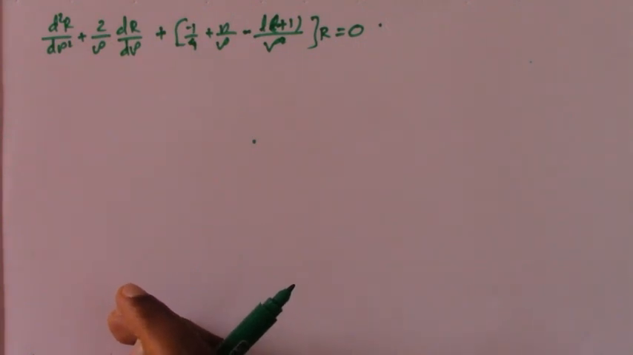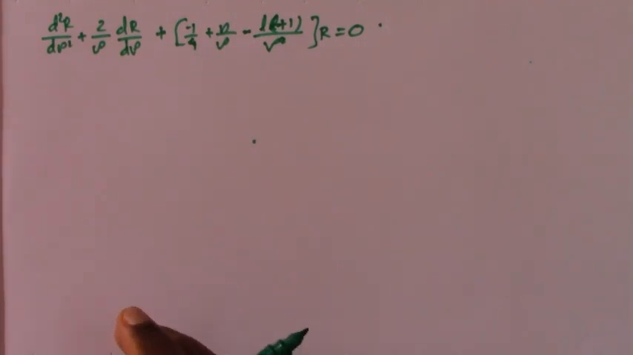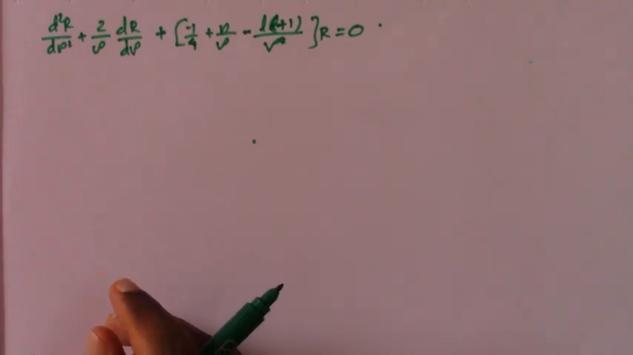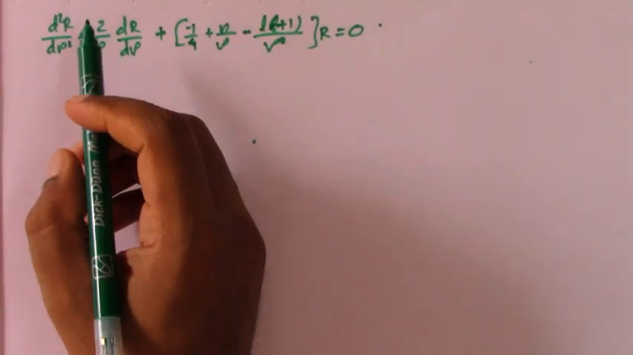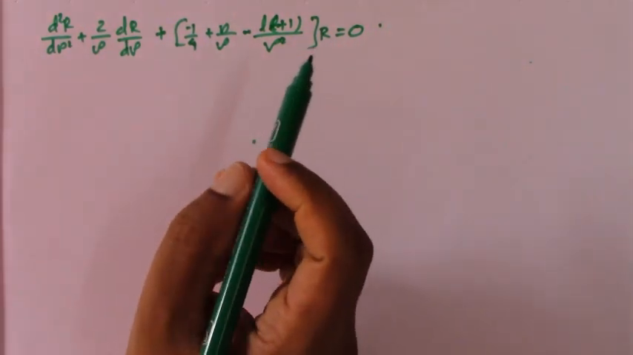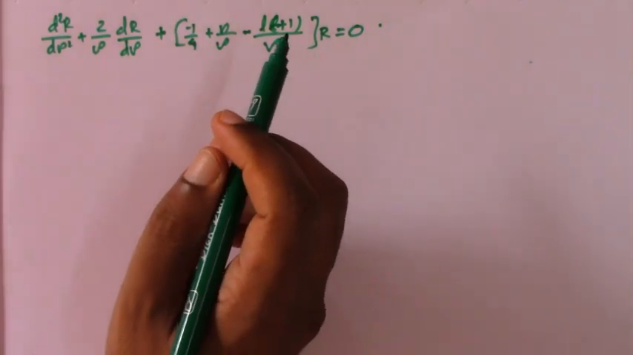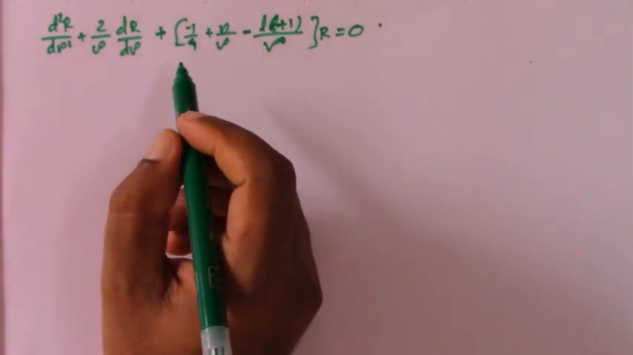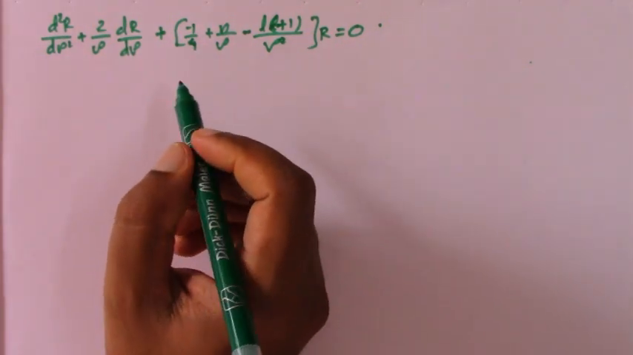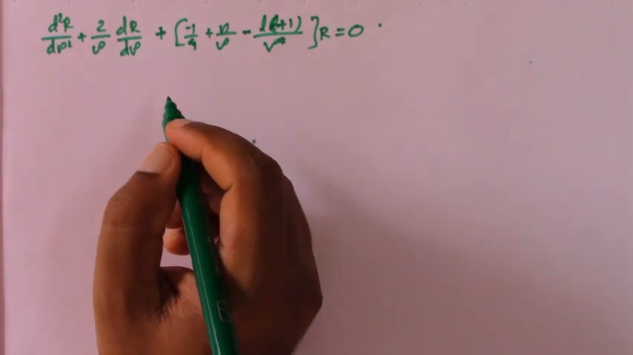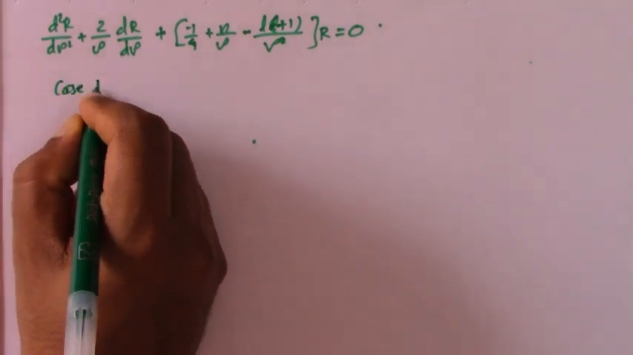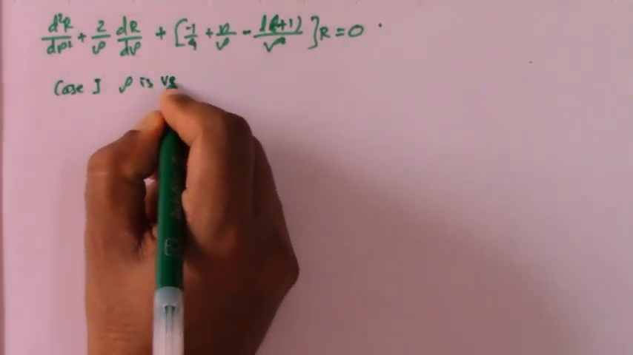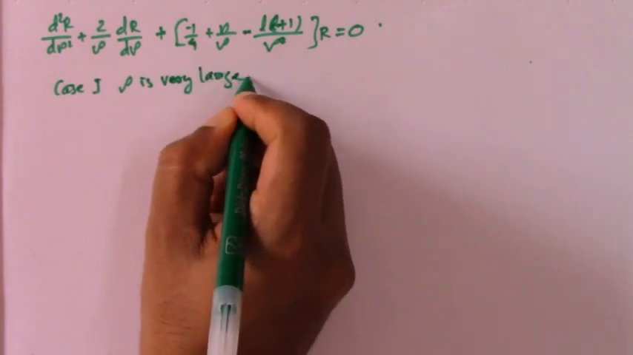And this equation is a simplified equation. Even if it is a simplified equation, getting the solution of this equation is not very easy. Getting the solution means finding the value of R. It is still not easy. So we have to consider some cases in order to solve this equation. Let us assume that rho is very large. That is case 1, rho is very large.